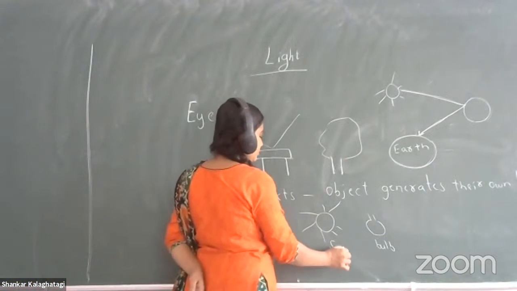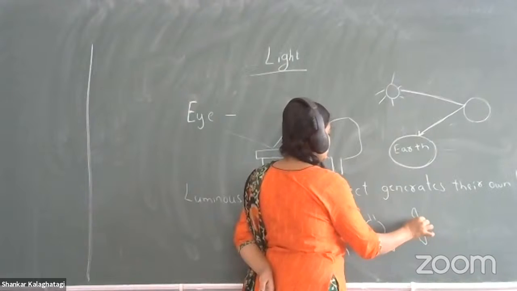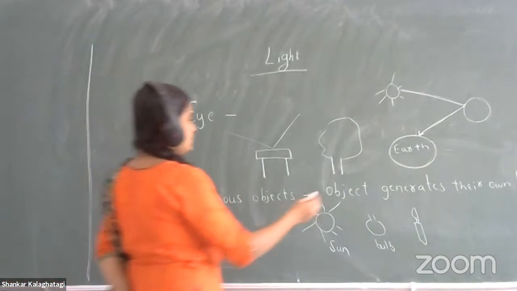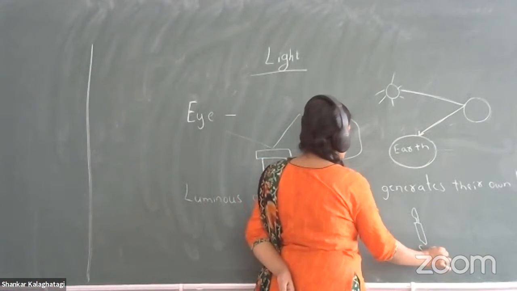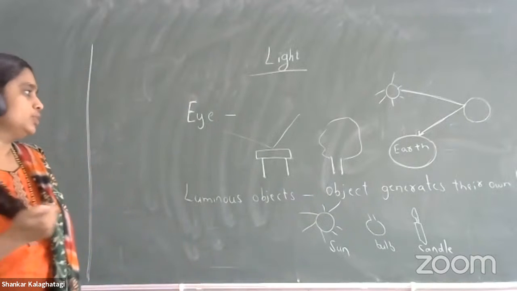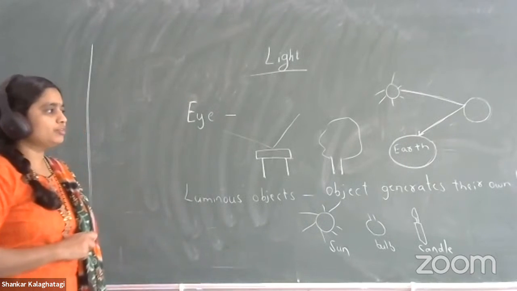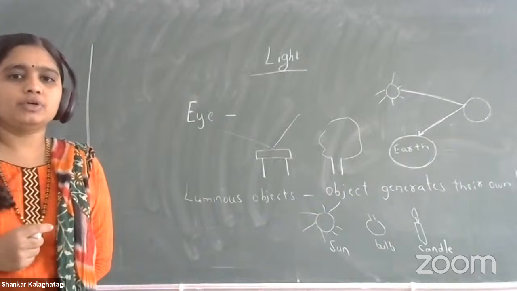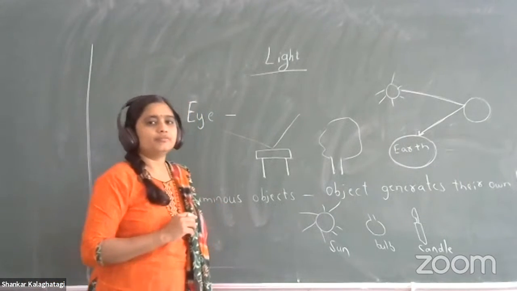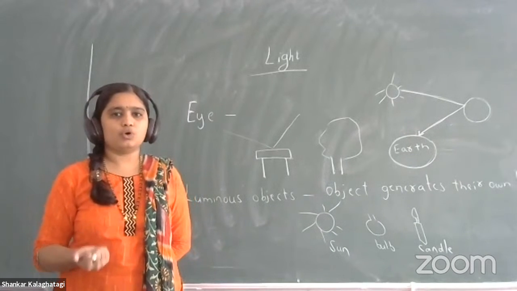You know, bulb and candle, these are luminous objects. When power goes at your home, we light these candles and torches. So these are luminous objects. Non-luminous objects means objects which cannot generate their own light. When light falls on them, the objects are visible to us. For example, table, chair, wall. These are examples of non-luminous objects.